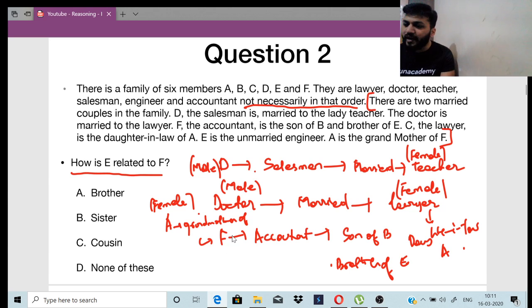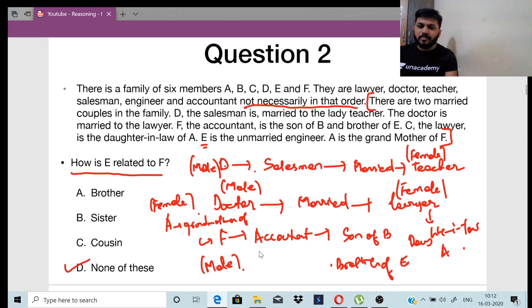Okay, so now find out what the answer will be. Do we know the gender of E? F is the brother of E, and F has a grandmother A. F is the son, so I know F is a male. But I do not know the gender of E. So it is none of these, because I do not know the gender of E.